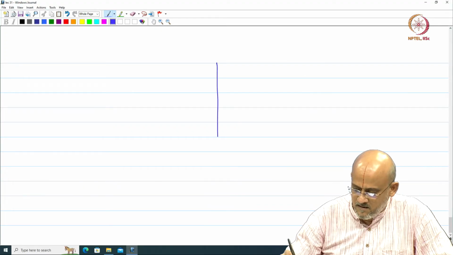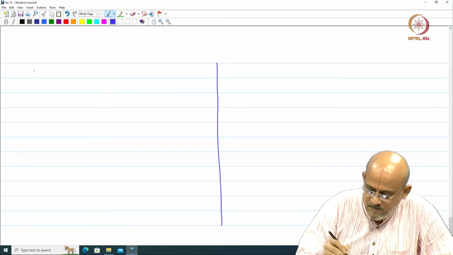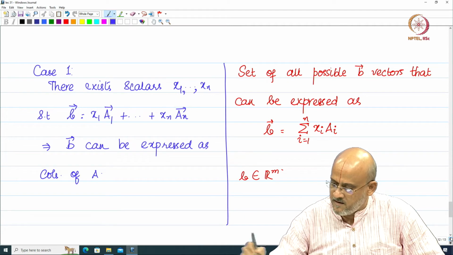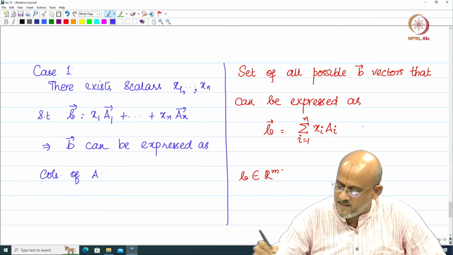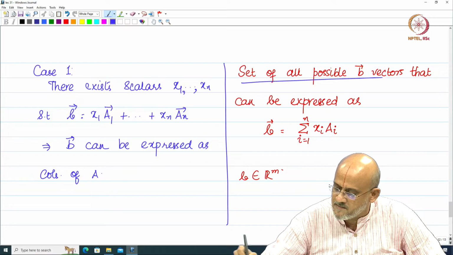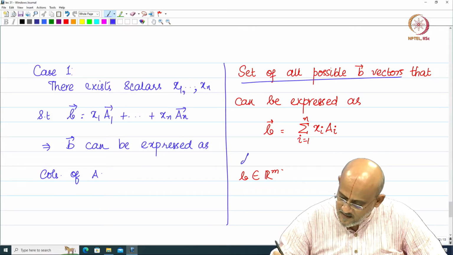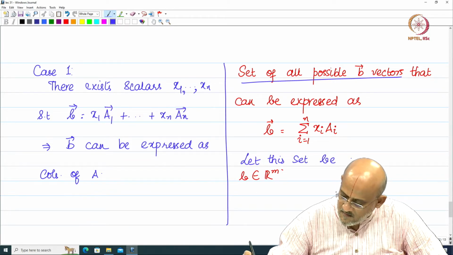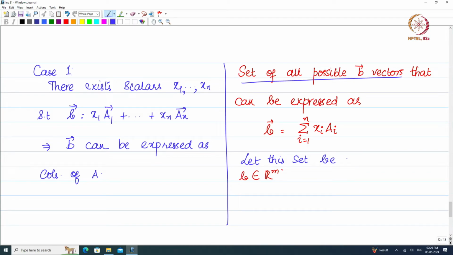So let us call this set of all possible B vectors, let this set be called as RA. I will put this name RA. I want to look at this as RA, that means the collection of all possible B vectors I am going to denote it as RA.